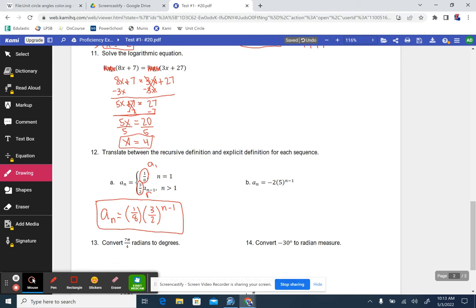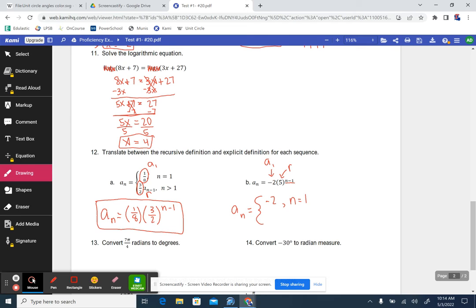In part B, same thing. Which of these numbers is your A1 and which of these numbers is your R? If you look at the definition up there, your R is always with your n minus 1 exponent. And your A1 is always the number that's just by its lonesome little self. So your definition is A sub n equals the set, where the first line is your A sub 1, which is negative 2, comma, n equals 1.